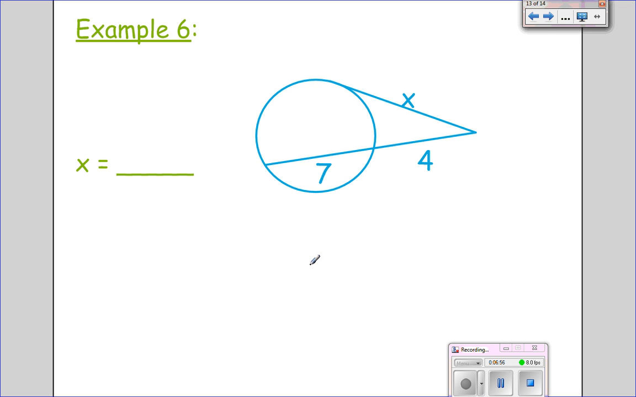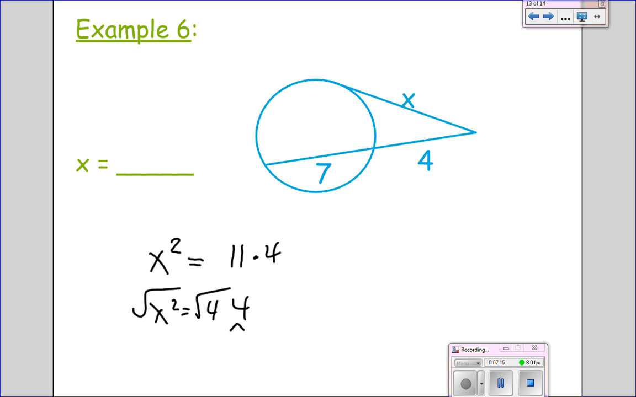All right, so pause and try this one out. All right, so the whole tangent, x squared, equals the whole secant, 7 plus 4, 11, times the outside 4. x squared equals 44. Take the square root, breaks down to 4 times 11. So 2 square root 11 is the answer for x.